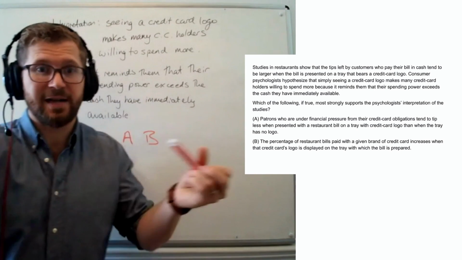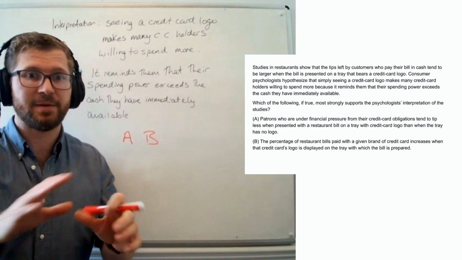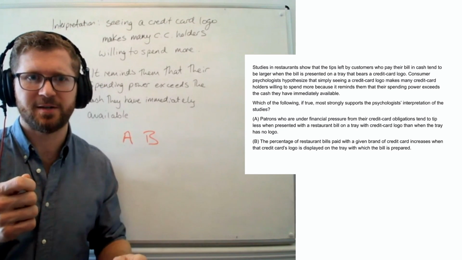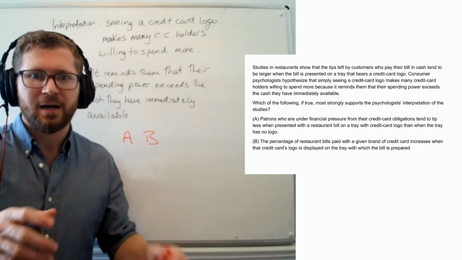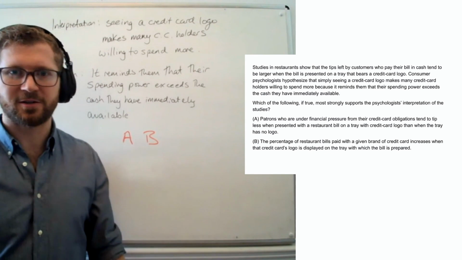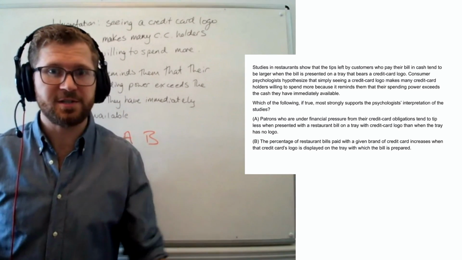They have this credit card, it has a limit, and they could use the credit card. They're still paying the bill in cash, but they're willing to tip a bit more because they think, I've got this magic card in my pocket that essentially gives me access to more money. And so the question asks us, which of the following, if true, most strongly supports this psychologist's interpretation of the studies? Okay, we want to support this interpretation.